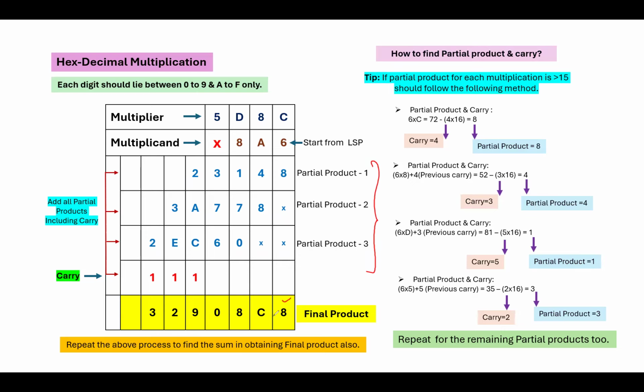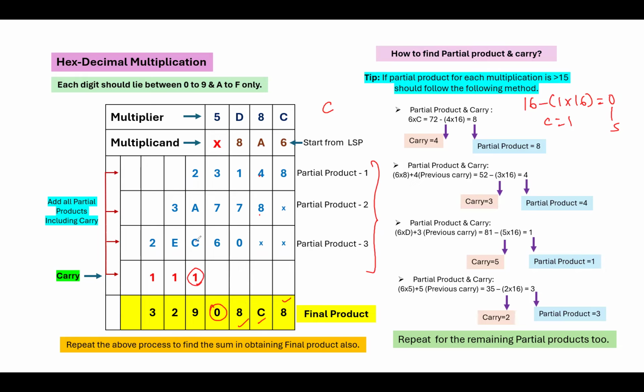Okay, this is 8. Here 4 plus 8, 12. 12 equivalent value is C. Therefore C. Next 1 plus 7, 8. 3 plus 7 plus 6, 16 is not a hexadecimal digit. So we should convert. So 16 minus 1 into 16, which is equal to 0. Carry equal to 1. This is the sum. Okay. Therefore 0, carry is 1.